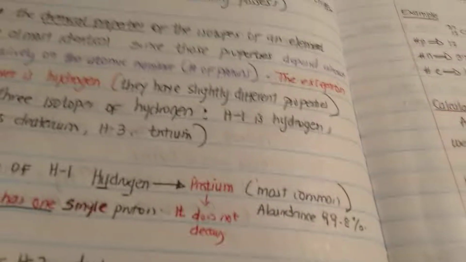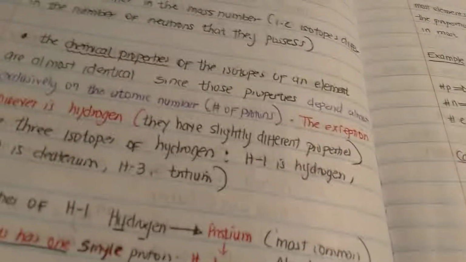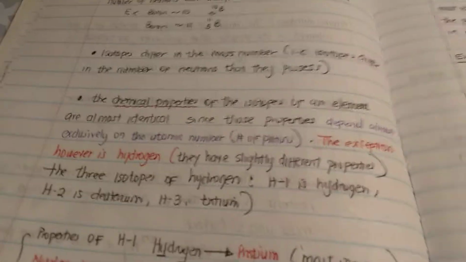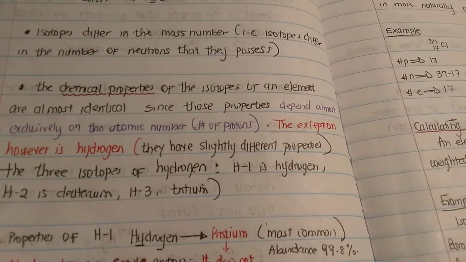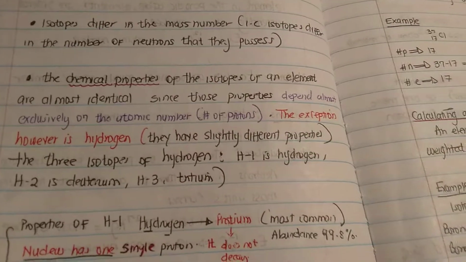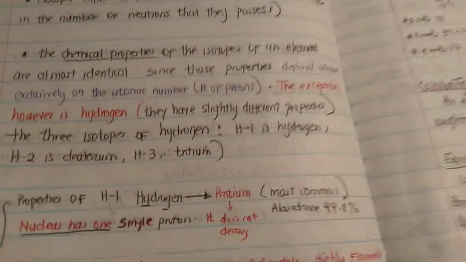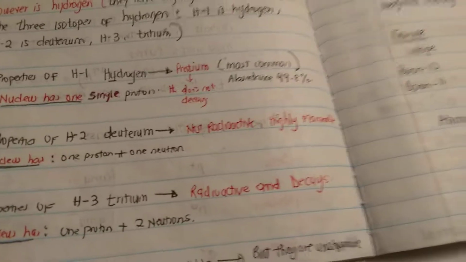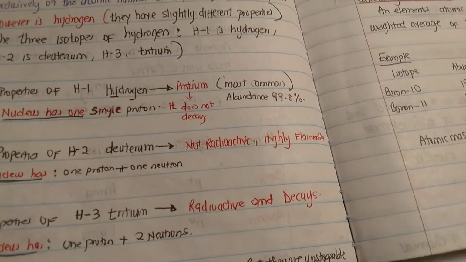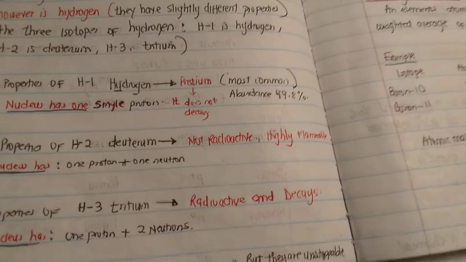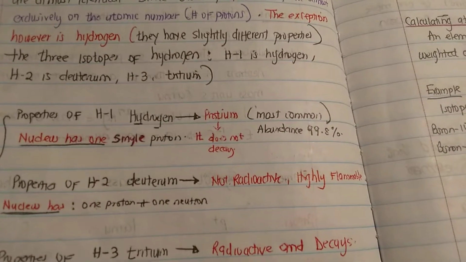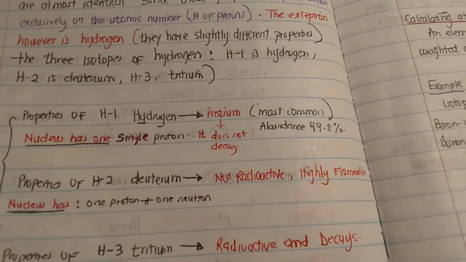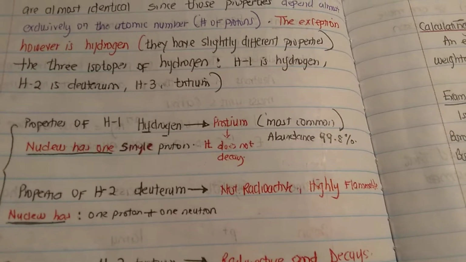And just quick things to know about these exceptions are that when isotopes of other elements will have similar chemical properties, hydrogen is the exception because it has different chemical properties depending on which isotope you're talking about. H1 is protium, H2 is deuterium, H3 is tritium. H3 is radioactive and decays. H1 is protium and does not decay. H2 is not radioactive and it's highly flammable.